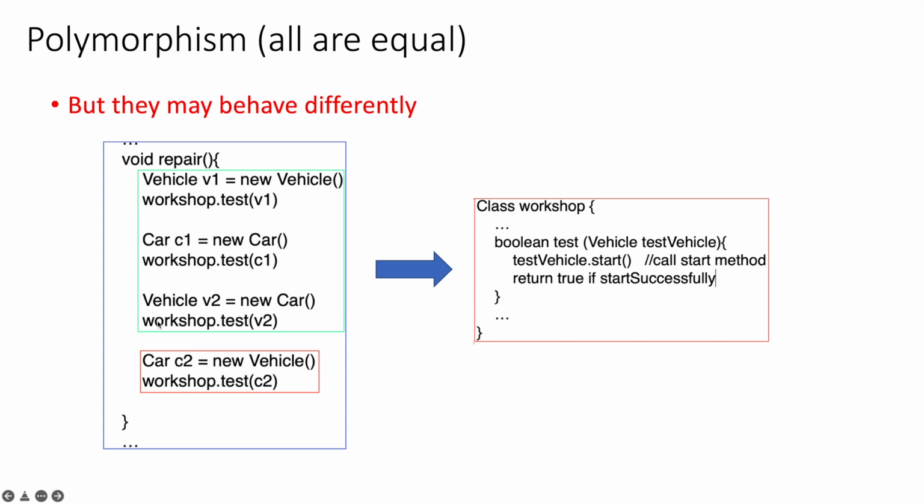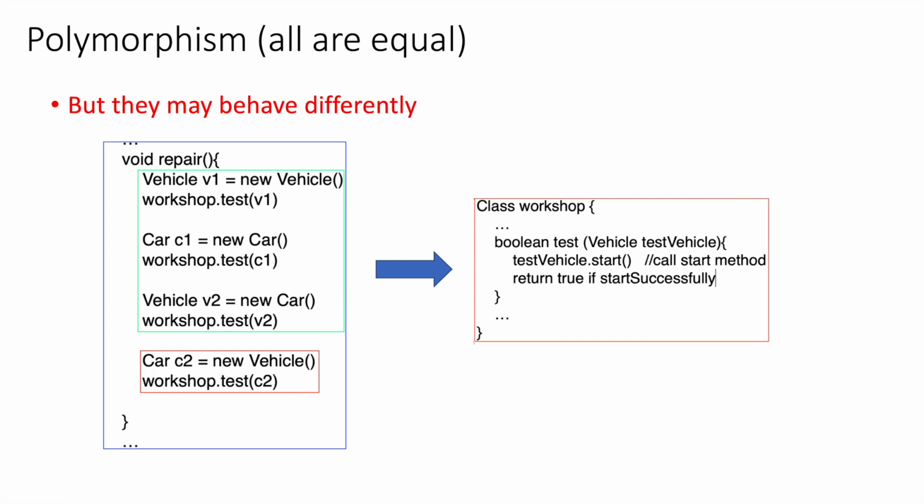Right. Now I am again calling the test method and passing this v2. Again, what will be passed here is an object of car, and this start method. Now the question comes that the reference is of type vehicle, whereas the object is of type car, and now calling start, will it call the start method of a vehicle, the left hand side, or of a car, the right hand side?